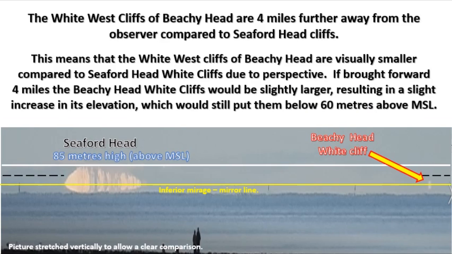The White West Cliffs of Beachy Head are 4 miles further away from the observer compared to Seaford Head Cliffs. This means that the White West Cliffs of Beachy Head are visually smaller compared to Seaford Head White Cliffs due to perspective. If brought forward 4 miles, the Beachy Head White Cliffs would be slightly larger, resulting in a slight increase in its elevation, which would still put them below 60 meters above mean sea level.